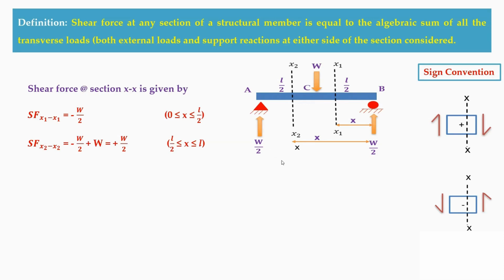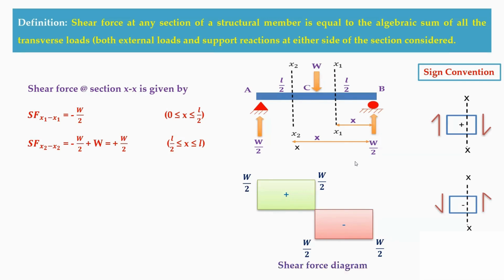So now if you consider the BC segment, you are getting minus W by 2, and in the CA segment, you are getting plus W by 2. If you see the shear force diagram, at B it is minus W by 2, at C it is minus W by 2, so this is negative. And from C to A, you have a positive value of plus W by 2. So this is the final resultant shear force diagram for this simply supported beam.